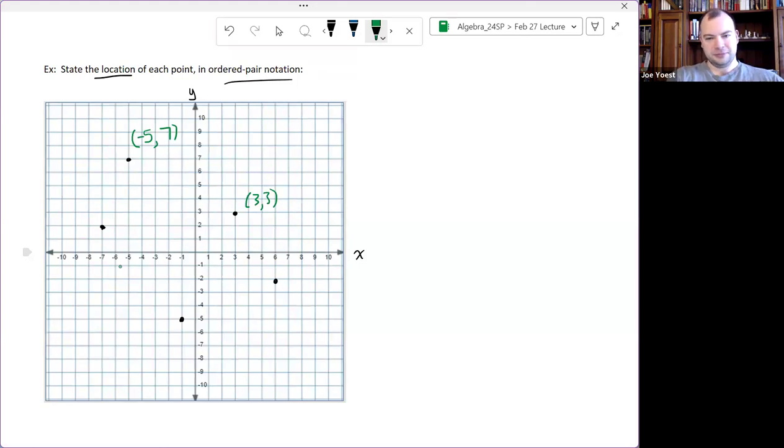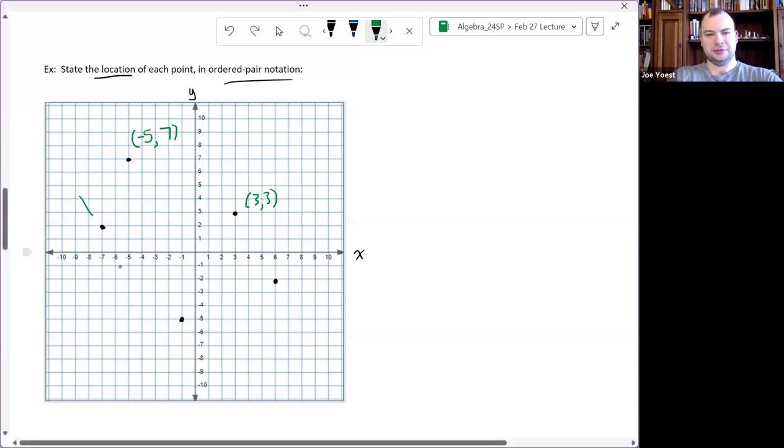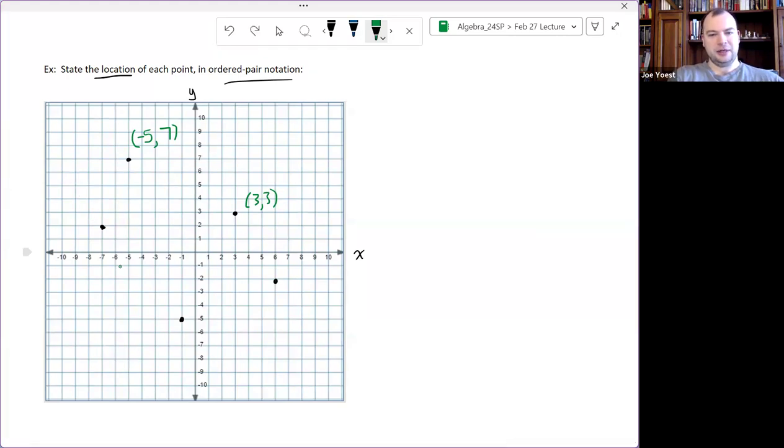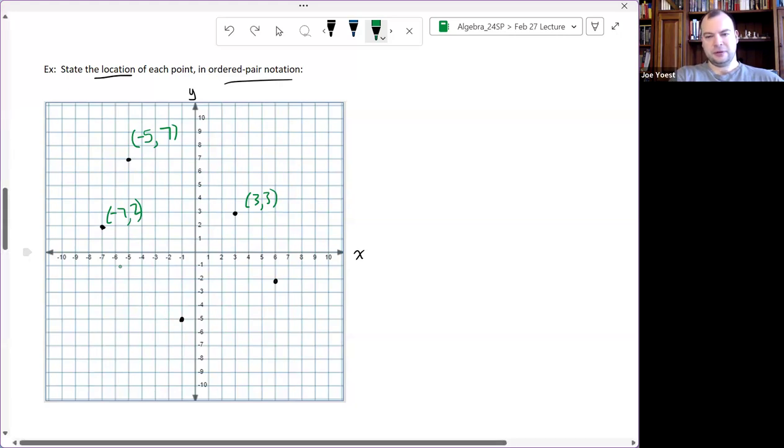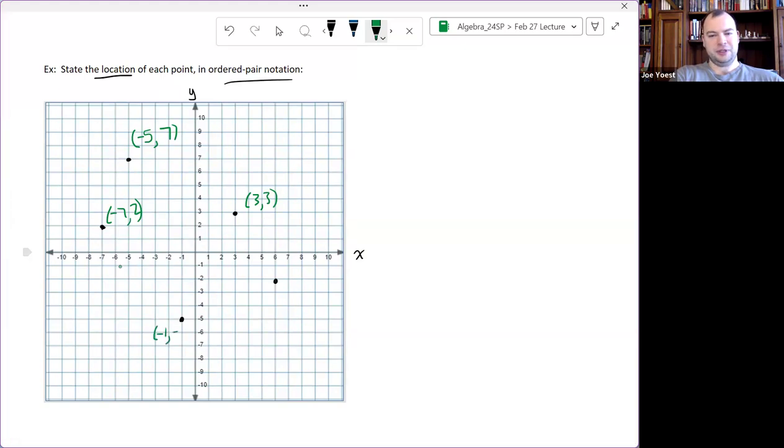Going back to the left, I see this point over here is at x position negative 7, y position positive 2. Coming down to the third quadrant, x position negative 1, y position negative 5. Again, meshing with what I know about the third quadrant, that both coordinates should be negative.